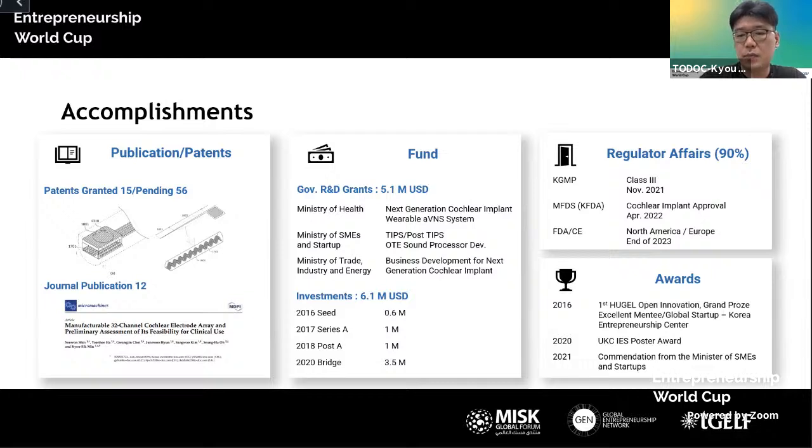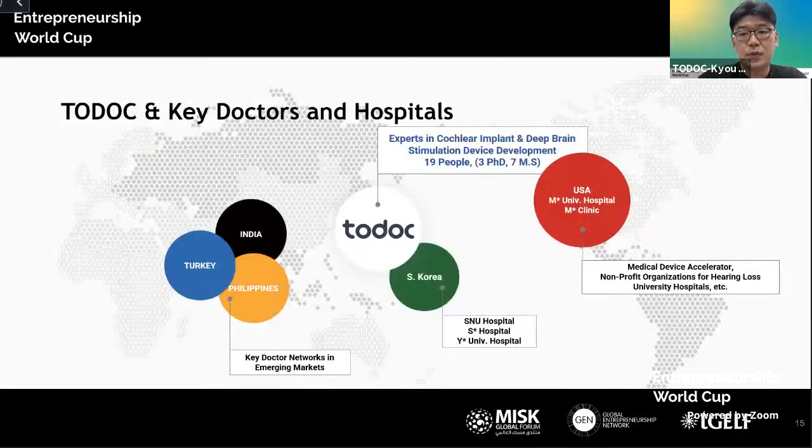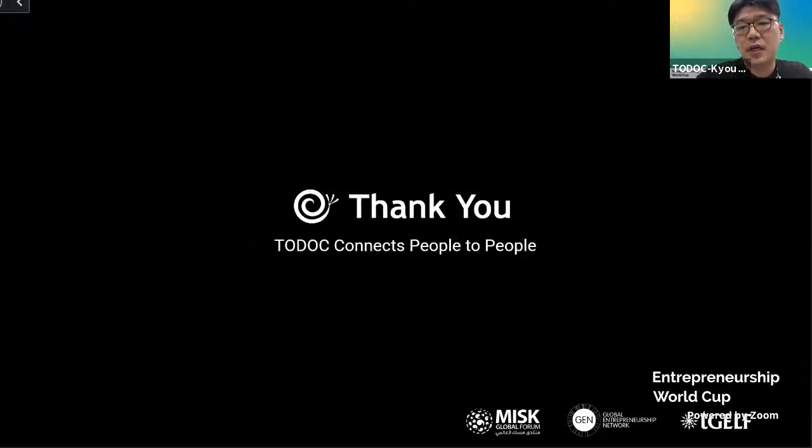Our first cochlear implant will be released in South Korea from early next year. Todak is a team of field experts who have accumulated 100 years or more of experience in cochlear implant research and clinical backgrounds. Join us to give back the beauty of the world, sound, vision, and sense to those in need in every continent. Thank you very much.